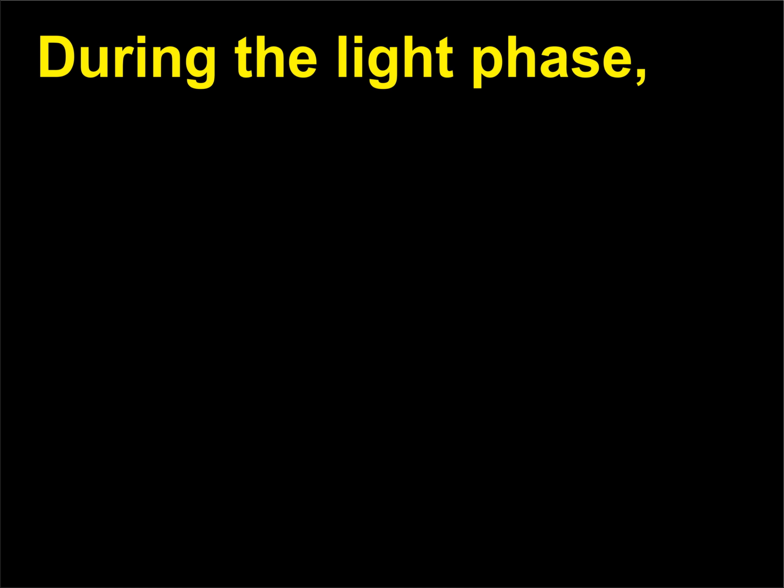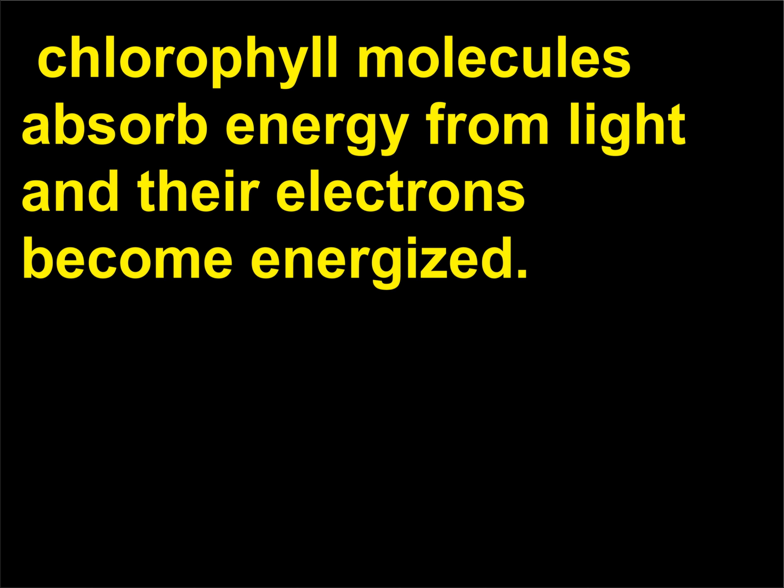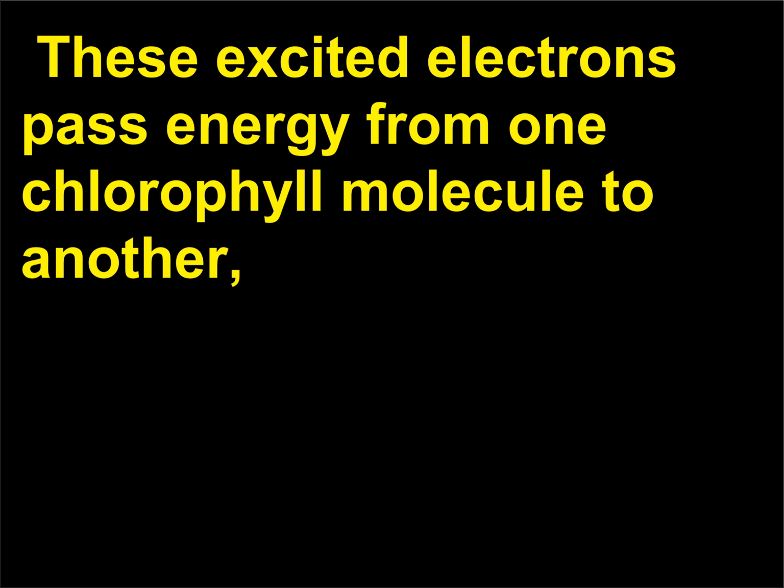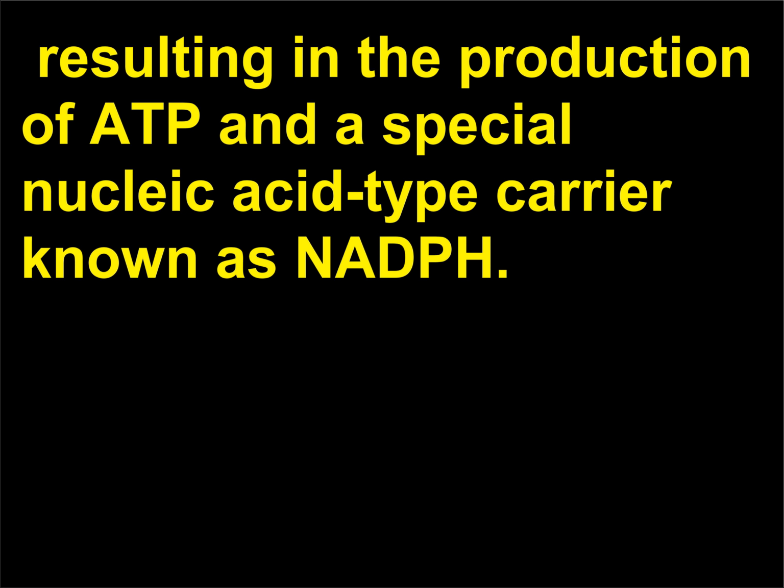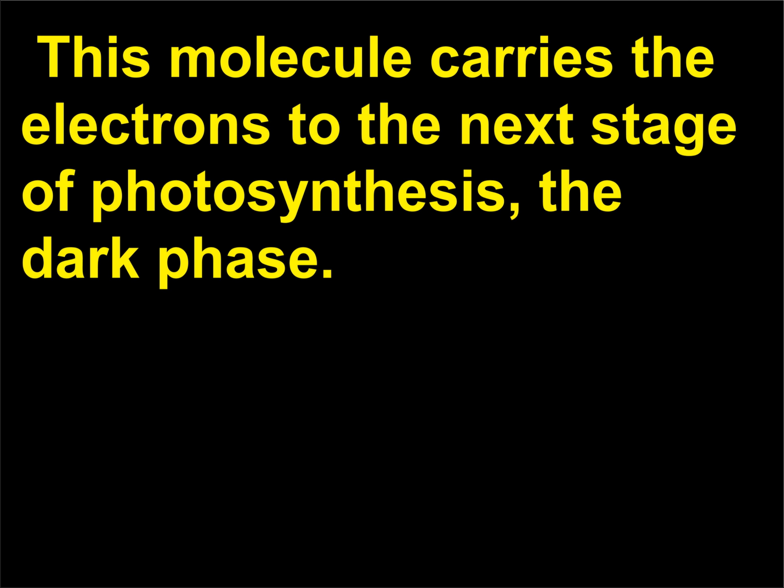During the light phase, chlorophyll molecules absorb energy from light and their electrons become energized. These excited electrons pass energy from one chlorophyll molecule to another, resulting in the production of ATP and a special nucleic acid type carrier known as NADP. This molecule carries the electrons to the next stage of photosynthesis, the dark phase.